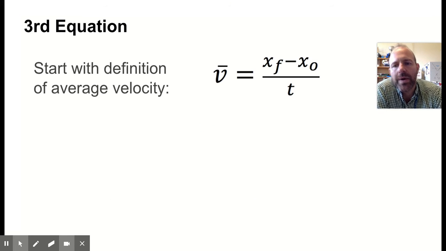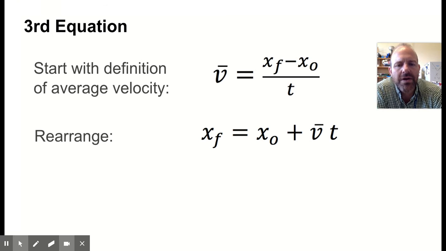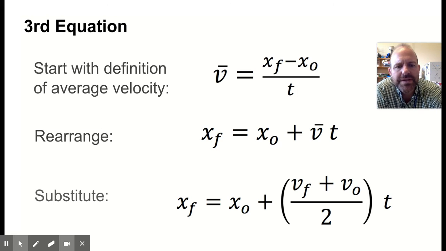The third equation starts again with the definition of average velocity. But this time we solve it for the final position. Say we wanted to know where will the object end up. Well, we're going to take the initial position plus the average velocity multiplied by time. But the truth is, average velocity is not a thing we can measure.